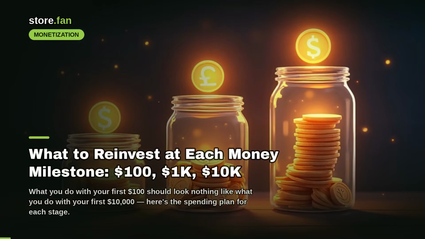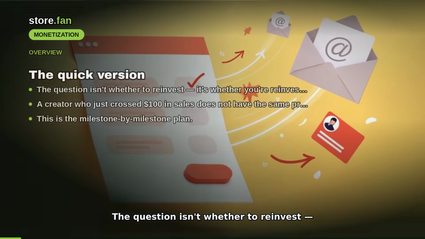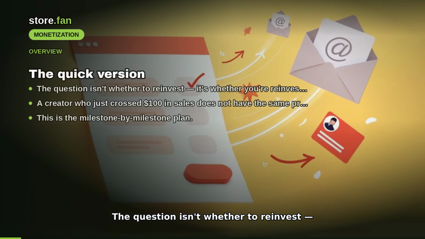What to reinvest at each money milestone. $100, $1K, $10K. What you do with your first $100 should look nothing like what you do with your first $10,000. Here's the spending plan for each stage. The question isn't whether to reinvest.